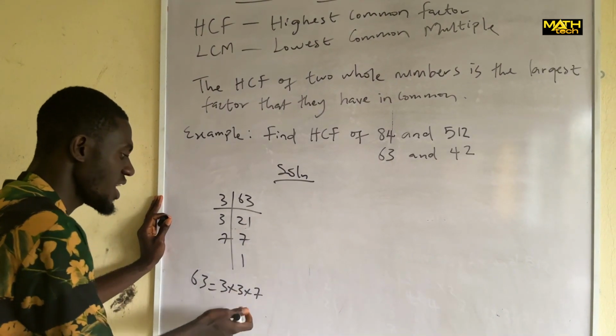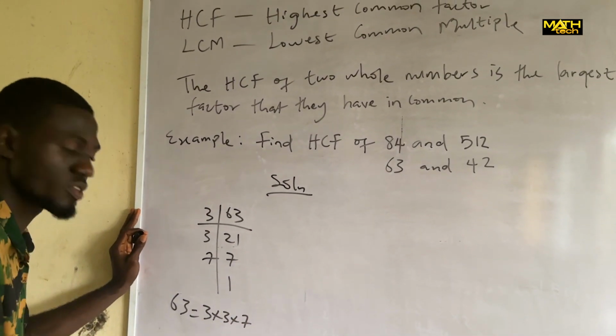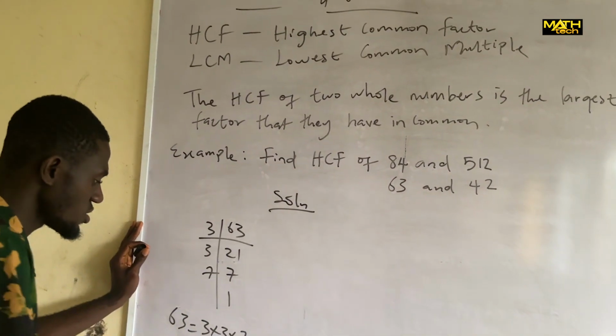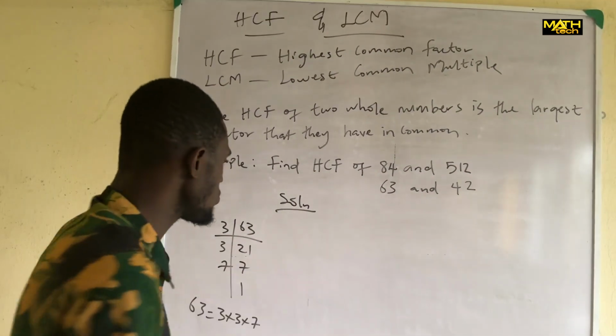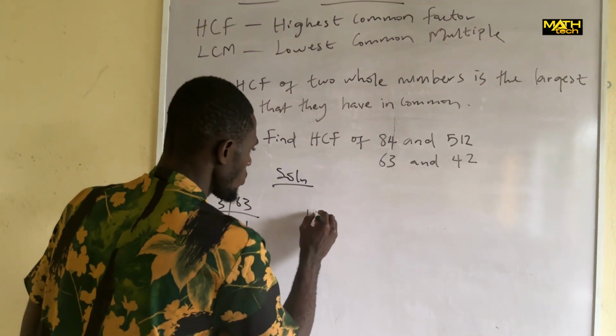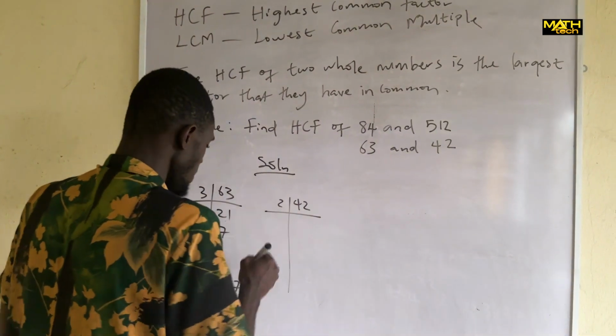3 times 3 is what? 9. Sorry, 9 times 7 here is what? 63. So 42 is next. 42, the prime factorization.